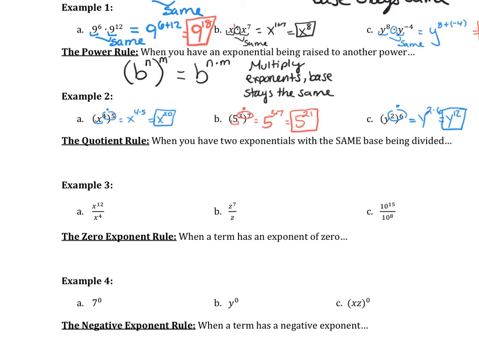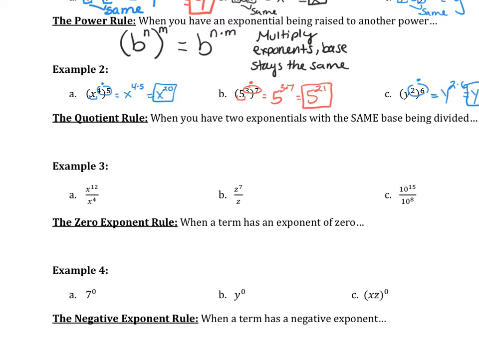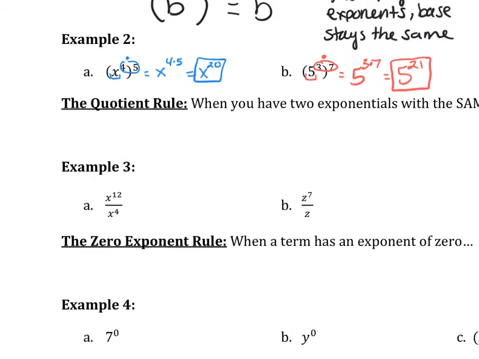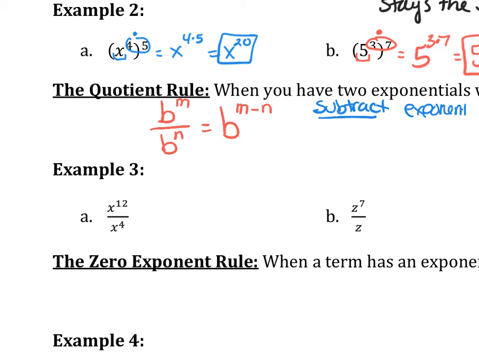All right, our next property is the quotient rule. Quotient is the answer to a division problem, so we're going to be dividing. So if you have two exponentials, again, they have to have the same base, and they're being divided, you're going to subtract the exponent. So it's like the opposite of the product rule. And it's always the top minus the bottom exponent. So you subtract the exponents, top minus bottom. And the base still stays the same, just like with the product rule.